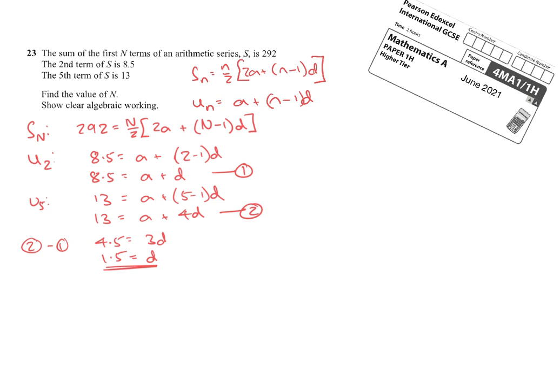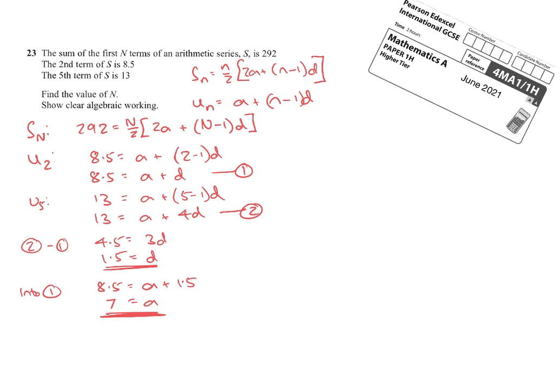I can substitute that into any of the equations I've labelled. So I'm going to put it into equation number 1. So I have 8.5 equals a plus 1.5, so a is equal to 8.5 minus 1.5, which is equal to 7. So there's my first term. Now I can take both of these values and put them into my expression here, my a and my d, and then I have one expression here with one unknown, which is n.